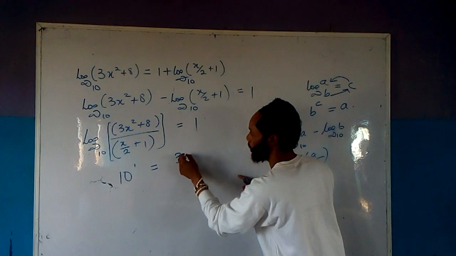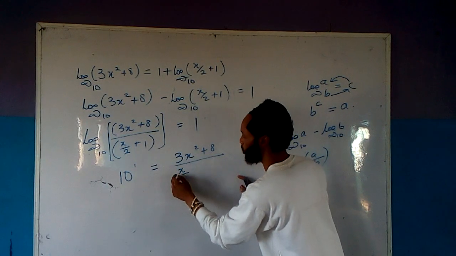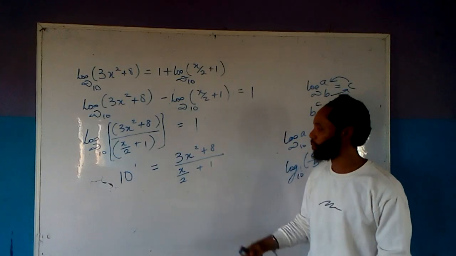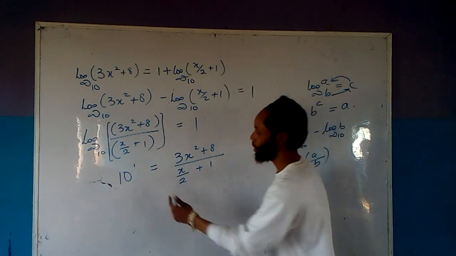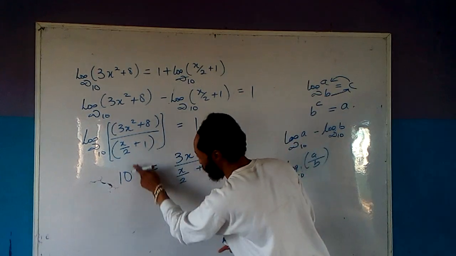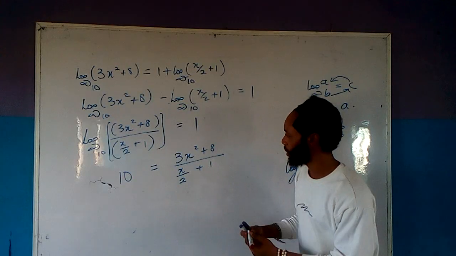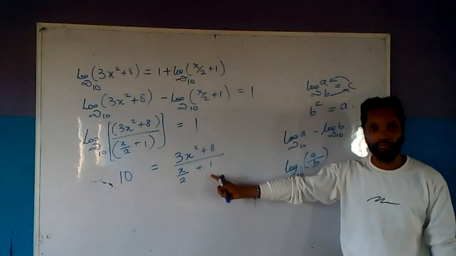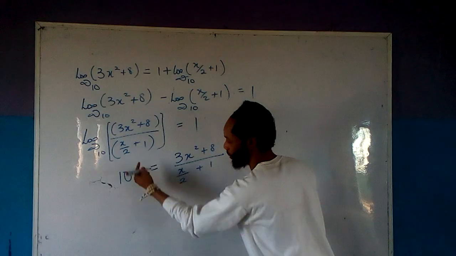So it will be 3x squared plus 8 over x over 2 plus 1. Have you seen it? Yes, sir. That is what we've got there. Now, 10 raised to power 1 is what? 10. So I could clean the 1, because 10 raised to power 1 is 10. I don't need to write it again. 10 raised to power 1 is still 10, so I'm leaving it as the 10.